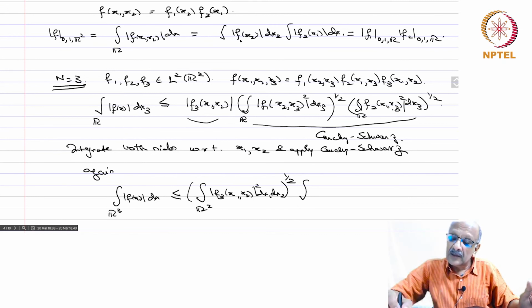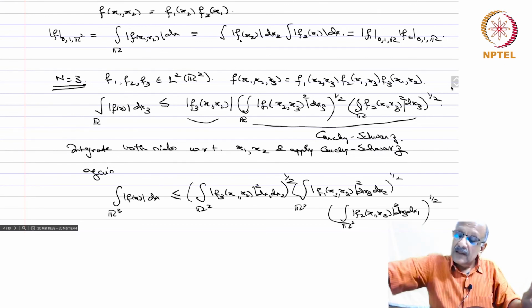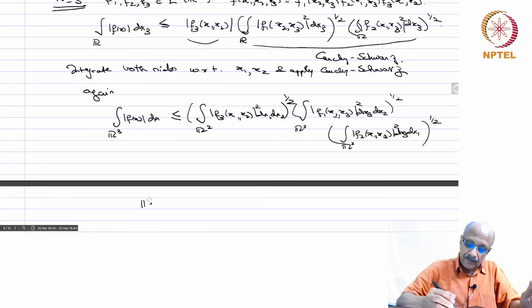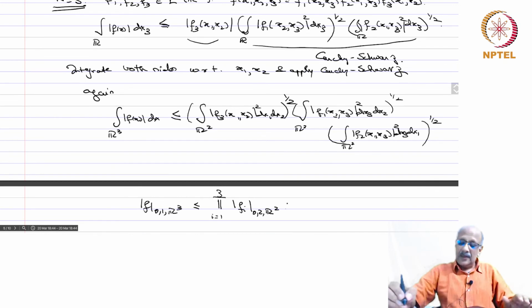Now this function has only x2 here, and this function has only x3 there, so I can split it into two integrals. So I will get, and then I have to take the power half again after the integration, the integral on R^2 of mod f1 of x2, x3 squared dx3 dx2, to the power half, times the integral on R^2 of mod f2 of x1, x3 squared dx3 dx1, again to the power half. And that tells you that the L^1(R^3) norm of f is less than or equal to the product for i equals 1 to 3 of the L^2(R^2) norm of f_i. Okay, and that is exactly the Gagliardo lemma.